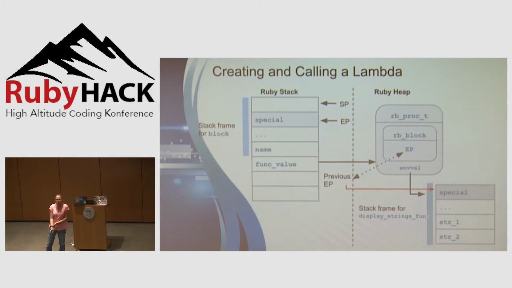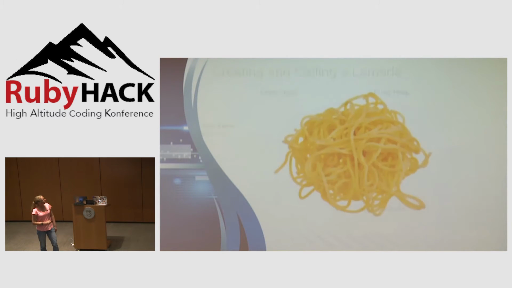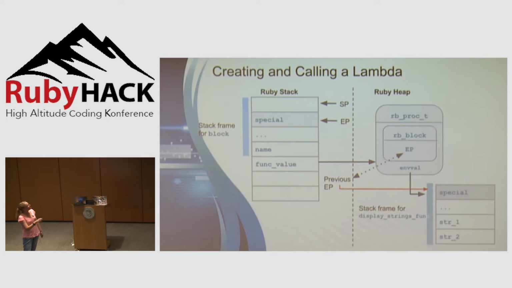Okay, so I know the longer you look at this diagram, the more you feel like you've seen it before. But I think the point of this diagram is that when the lambda is created, there is a copy of the surrounding stack frame created on the heap. And when the lambda is called, it's this copy of the stack frame on the heap that is used as the direct environment in which to execute the block code.